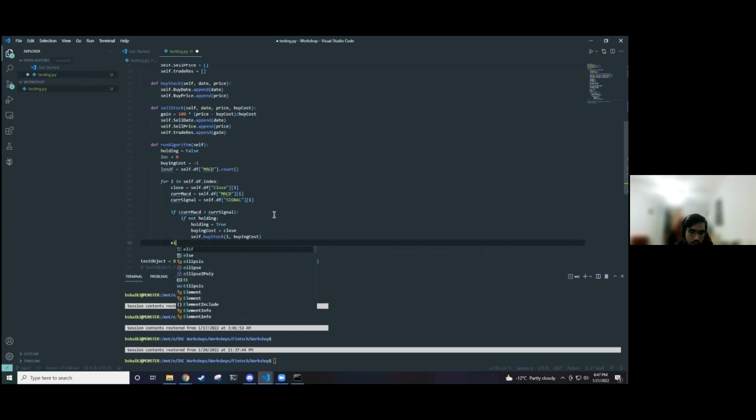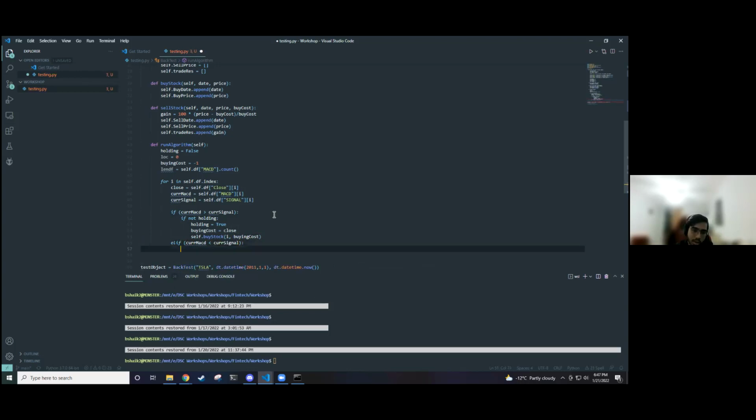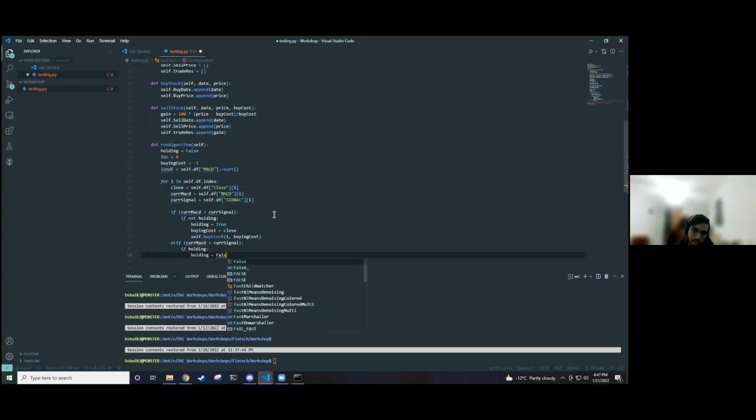Now, the other situation, where we're going to be selling, would be when the current MACD is less than the current signal line, as I showed you on the graph, kind of the opposite situation. And here you're looking for the other situation. If you're actually holding the stock, you want to be selling it. So you're going to set holding equals to false, because you're not going to be holding any more stock, because you're going to be simulating a sell order.